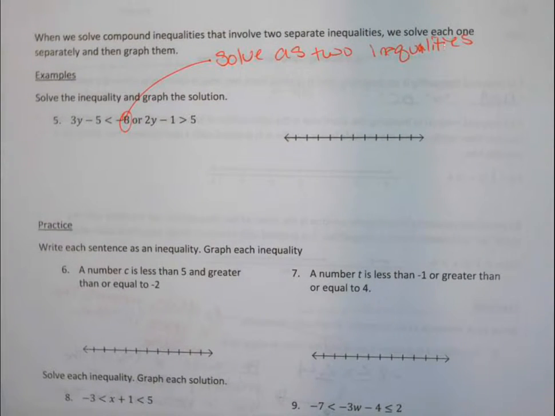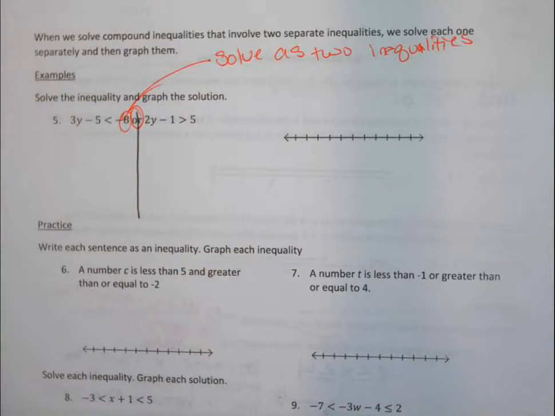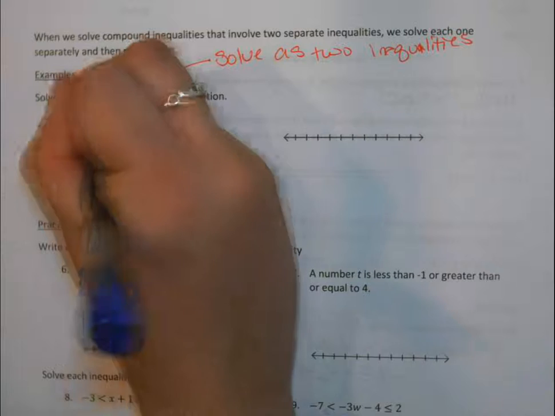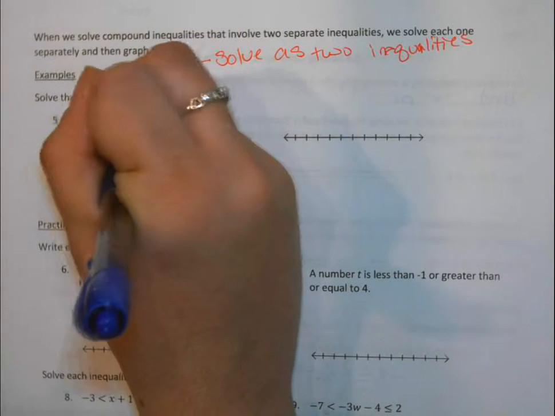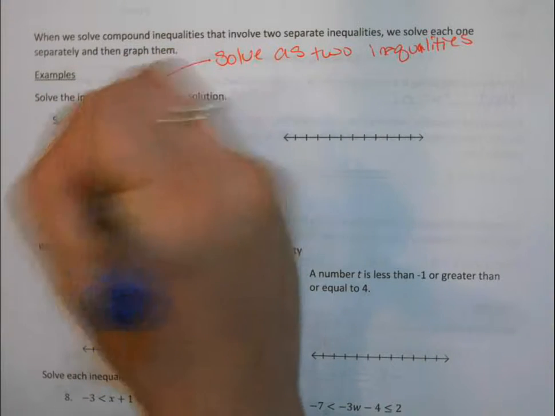So I'm just going to start off by drawing a line in the middle and treating them like they're two. Why did I circle the 8? I meant the OR. So I'm going to solve them like they're two separate equations. I'm going to add 5 to both sides. I have 3y is less than negative 3. I divide by 3. I get y is less than negative 1.